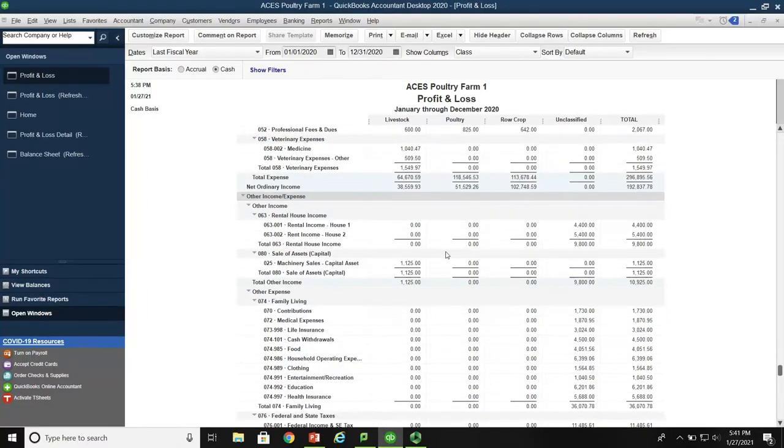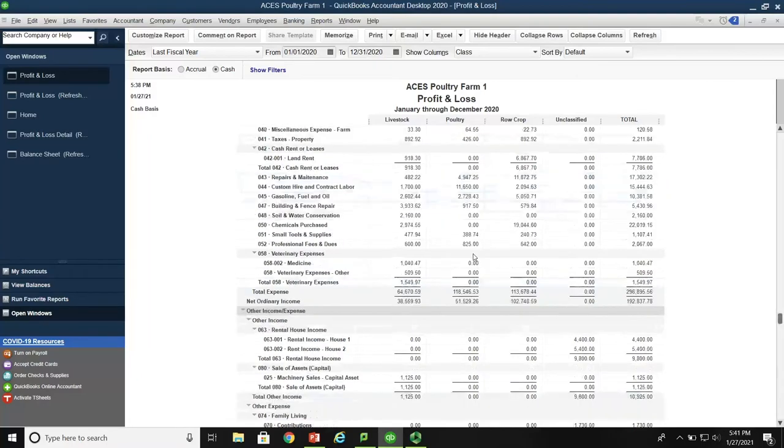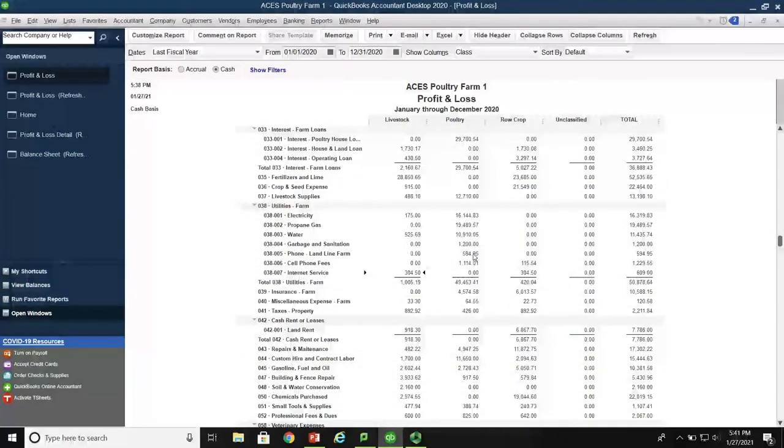Now, these numbers down below here are for other income and other expense. But let me just make a point here for just a moment. Take a look at utilities, which in poultry houses is a huge operation. Notice there is nothing here under row crop. On the other hand, under electricity, there's $175 allocated to livestock operations. And let's just talk about that for just a minute.